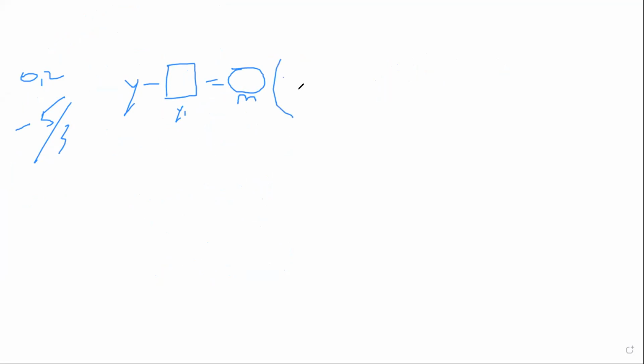Okay, 0, 2. Negative 5 over 3. Y minus, here's my y value from the point. Just going to label it y1. There's the circle where I had the slope. X is part of the permanent equation. Subtract the x value from the point. Be x1.